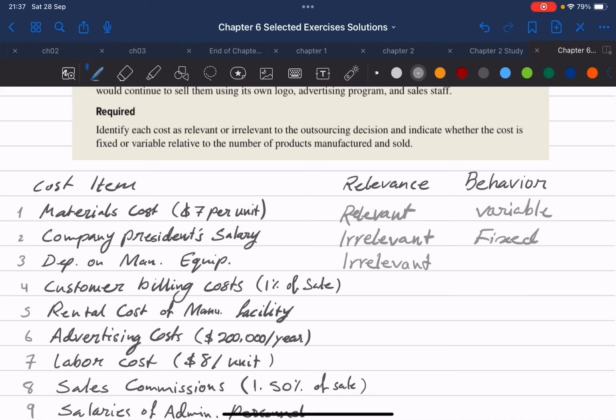Is the depreciation a fixed cost or a variable cost? Again, always ask yourself the question, is that cost going to increase the more we produce, or is it going to be the same? If it's going to be the same, then it's a fixed cost. If it's going to increase directly in relation to the level of output or the level of production, meaning the more we produce, the more that cost is going to increase, then it's going to be a variable cost. So in this case, the depreciation is just going to stay the same regardless of how many units we produce. So it is a fixed cost.